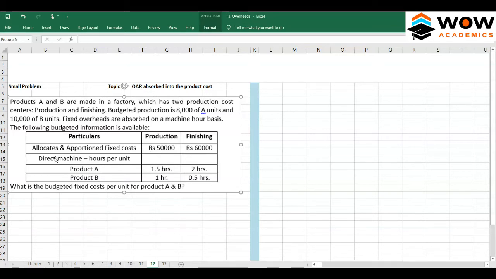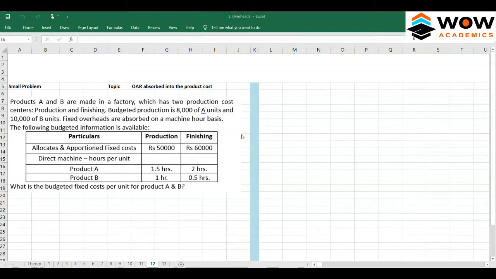And the direct machine hour per unit is, for producing A, it spends 1.5 hours in production department and 2 hours in finishing department. Again, product B spends 1 hour in production department and 0.5 in finishing department. So what he wants here is the budgeted fixed cost per unit for product A and B. So that is the question here. So let's work it out.